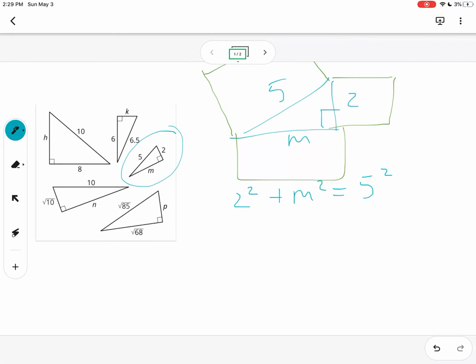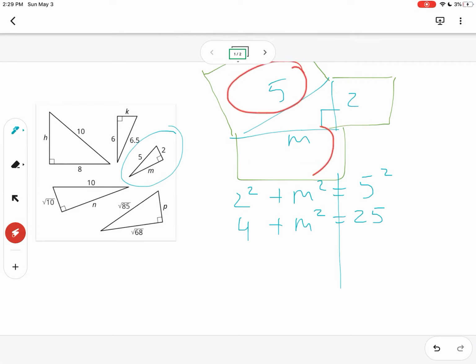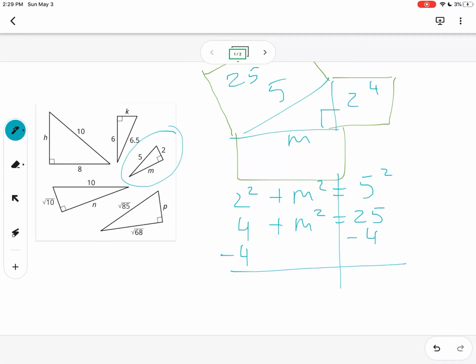Most of you are doing some of this in your head already, so let's simplify it. 2 squared is 4, m squared is going to stay the same, and 5 squared is 25. So if we know that this square plus this square equals this square, then we can do some backwards stuff here and say, well, this square minus this square is going to equal this square here. So we see that in the math here when we subtract 4 from each side. So minus 4, because this one is 25, this one is 4, if we subtract them, we get m squared equals 21.